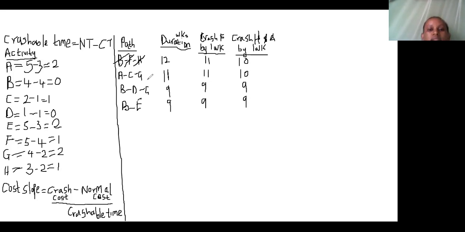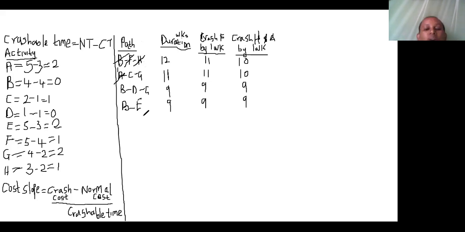So you realize that when we were crushing activity H and A, we didn't exhaust the crushable time for A. We still had a week remaining. But we have said we have marked the end of the crushing of the activities. It's because the guide was the original critical activity, which in this case was H. So H was the dominating activity guiding us in the process of crushing.